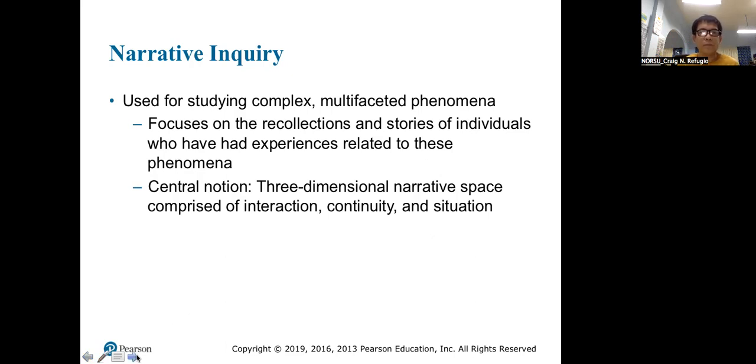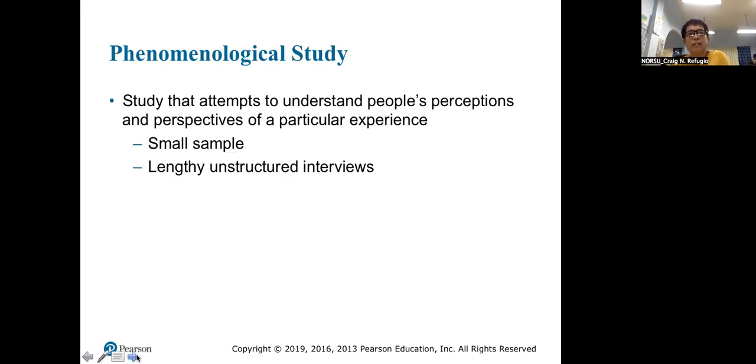Phenomenological study. So, a study that attempts to understand people's perceptions and perspectives of a particular experience. So, when we talk about phenomenological study or research design, we look into the lived experiences of the participants or of the respondents of the study. So, looking at the experience, we're going to make an analysis of the experiences of the respondents towards certain phenomena.